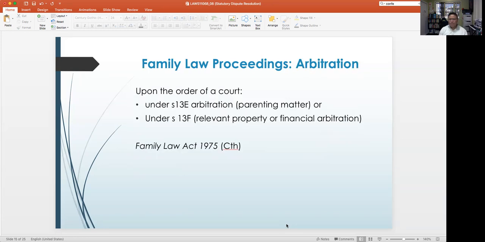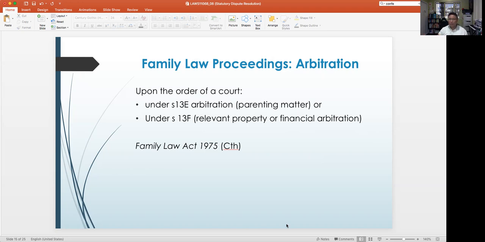But in addition to the requirement that parties seeking parenting orders must first undertake mediation through a family dispute resolution practitioner, there's actually also an ADR in the form of arbitration under the Family Law Act of 1975. So a court, for example, can order arbitration under Section 13E of the Family Law Act in relation to a parenting matter, or arbitration under Section 13F, which relates to property or financial arbitration.